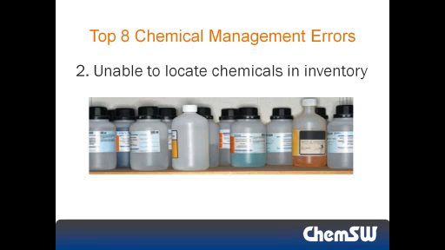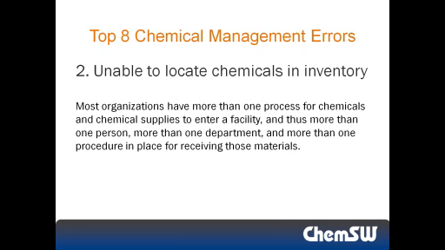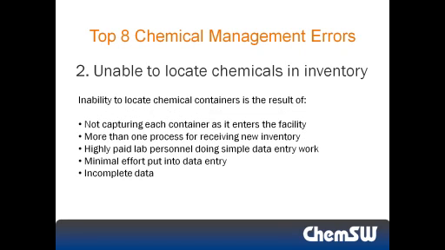This leads us to the third chemical management error: not optimizing chemical expiration dates. Organizations that do not track chemicals at the container level will have difficulty knowing when a specific container will expire. If the materials are not checked in properly and the individual containers of these materials are not being registered, then it's safe to say the expiration date of the container is not being recorded.